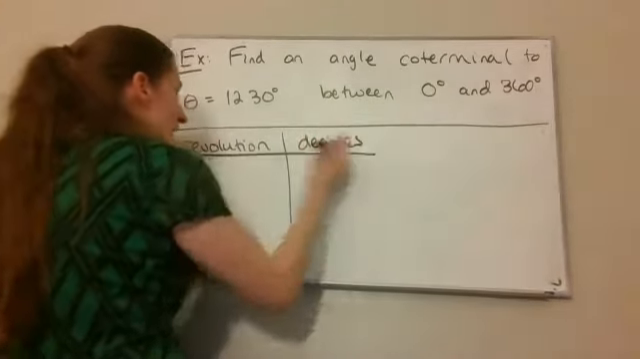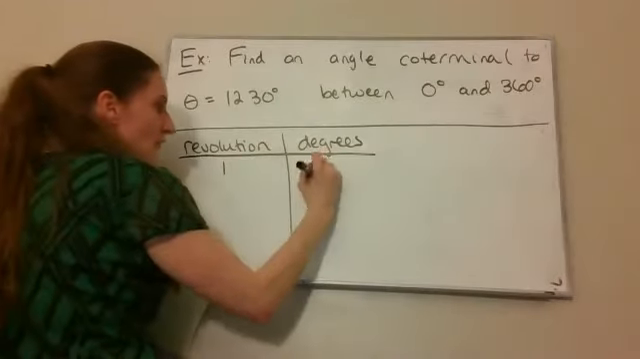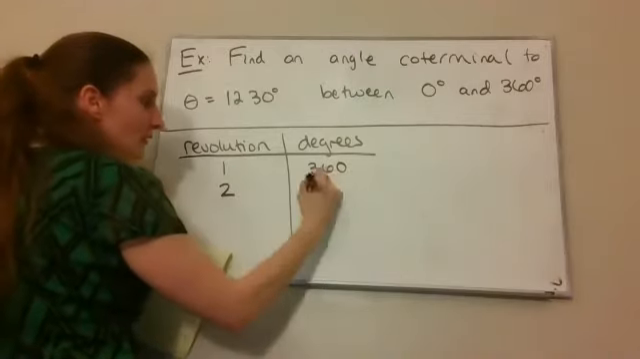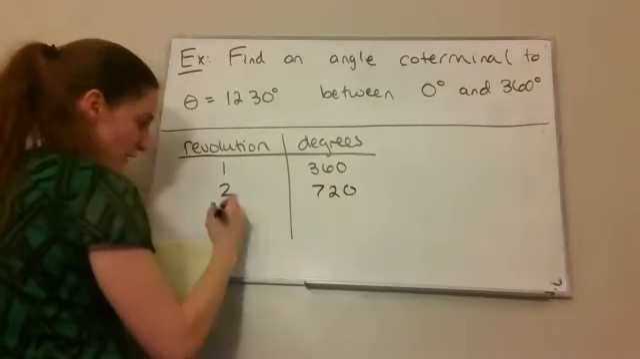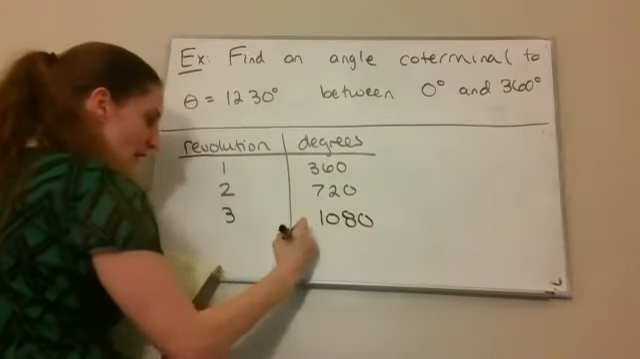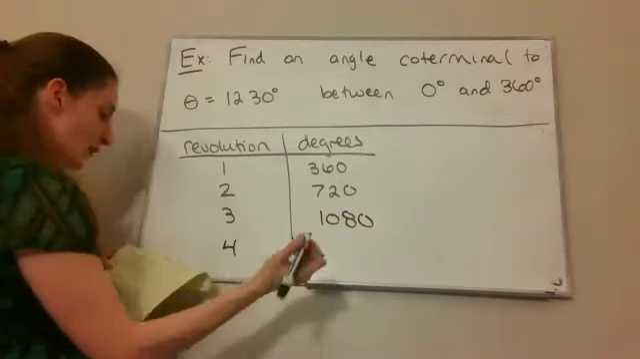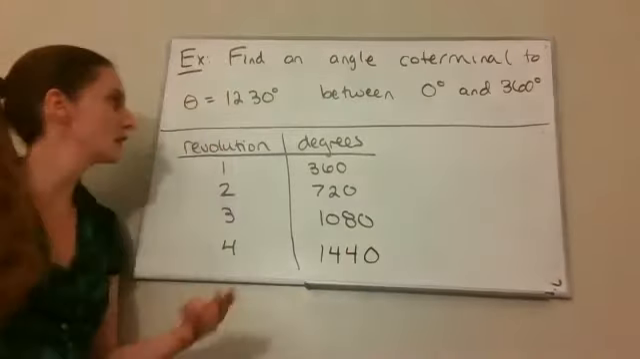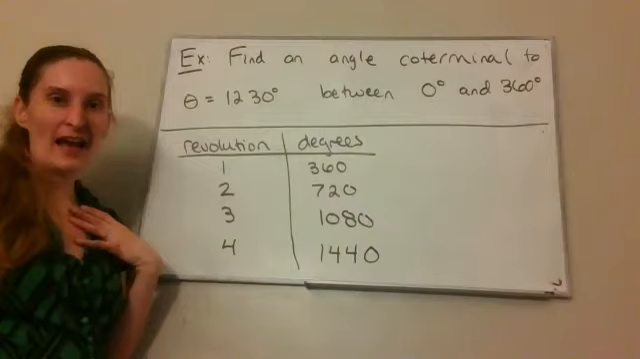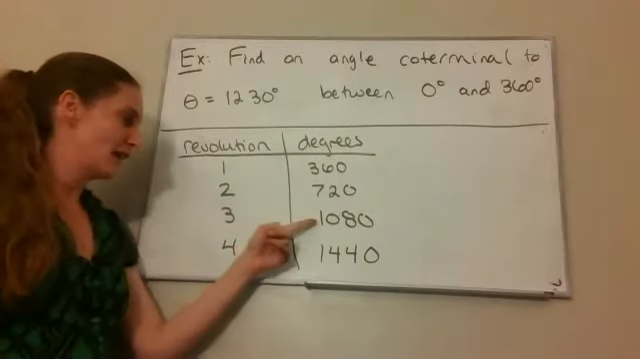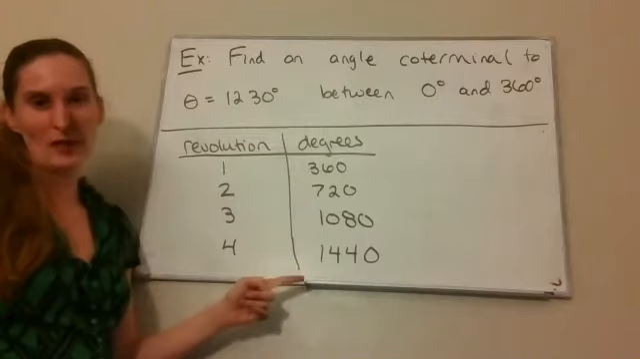I know if I go around the circle one time, that's 360 degrees. If I go around twice, 720 degrees. 3 times is 1,080 degrees. And if I were to go 4 times around a circle, I would be at 1,440 degrees. Now, the angle that I have, 1,230 degrees, is in between 3 times around and 4 times around.